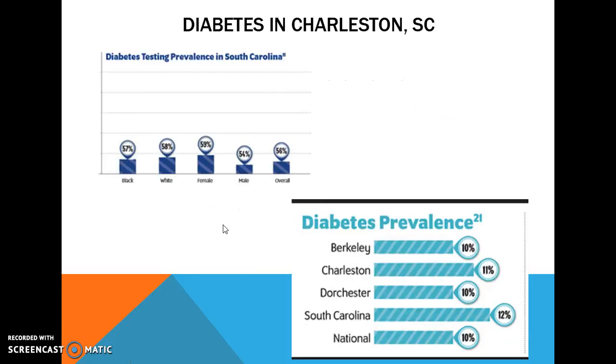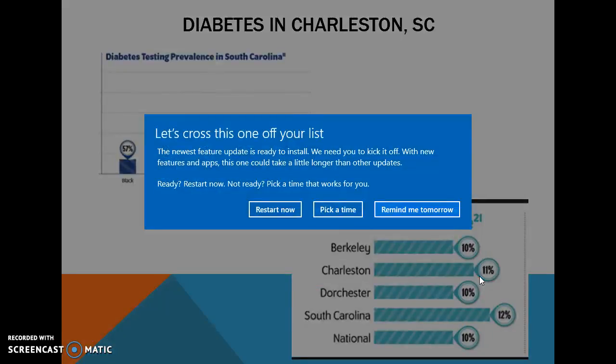Diabetes testing prevalence in South Carolina. Again, you can see overall it's about 56%, but females have the highest percent of diabetes prevalence testing. Now, diabetes prevalence in Charleston, South Carolina is higher than that of the surrounding counties, at 11%.